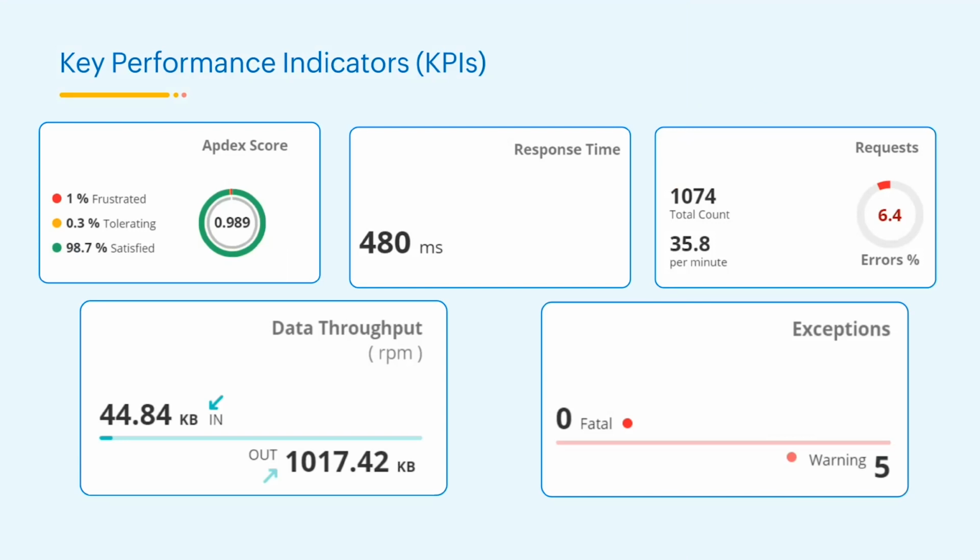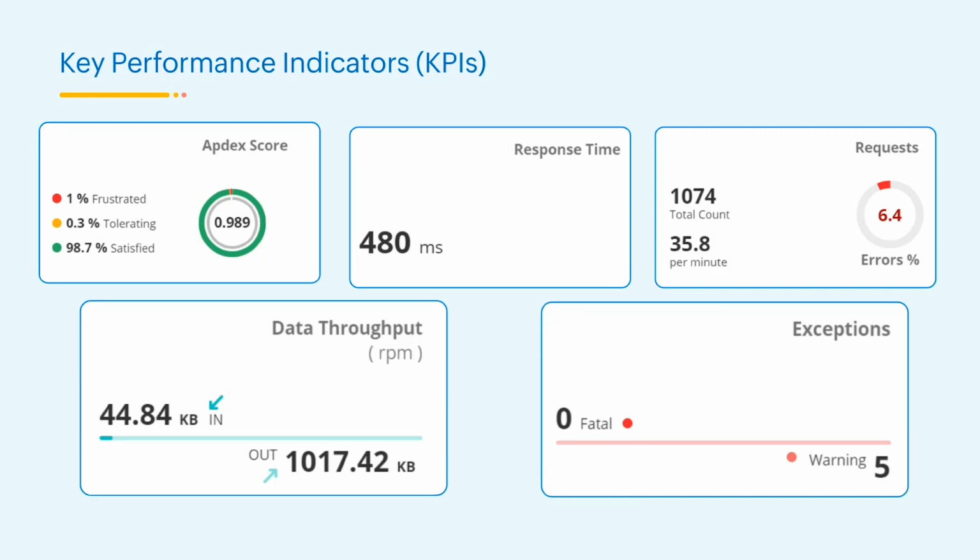These are the key performance indicators of APM Insight. Apdex score. Apdex score is a numerical measure of user satisfaction with the performance of the application's response time. Response time. Response time measures the average time it takes for the application to respond to the user request for the transaction across the application.